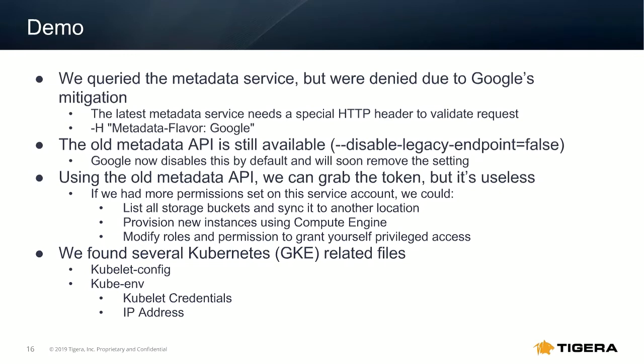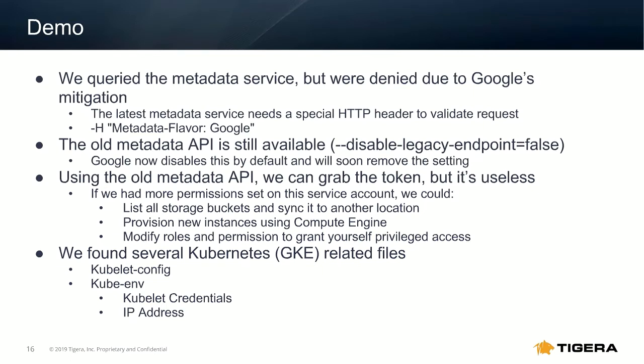We were able to then grab the token using this API, but from looking at the permissions, we can see that it was pretty useless. If there were more permissions, as I said before, the attacker can then list all the buckets and sync them elsewhere, or they can just provision new instances and install crypto miners, for example. If there are permissions, you can even give yourself more roles or more permissions and grant yourself more privileged access.